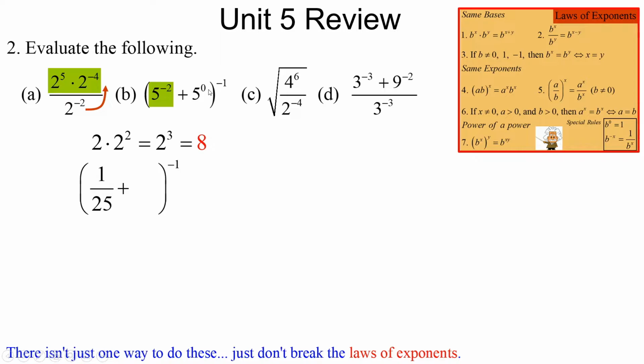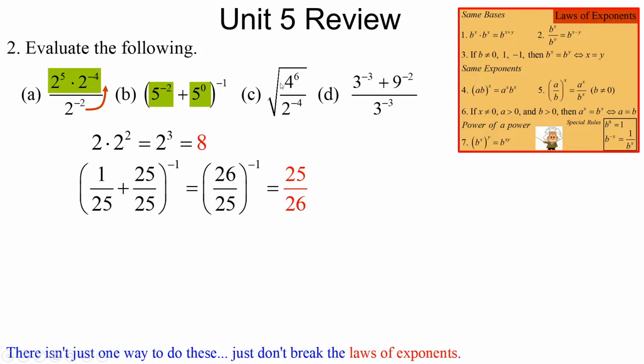And then 5 to the 0, well, anything to the 0 is 1. And to get a common denominator, can I write that 1 as 25 over 25? And now, hey, two fractions, common denominator, let's add them. So 1 over 25 plus 25 over 25, that'd be 26 over 25, and 26 over 25 to the negative 1 power. Well, to drop that negative, I just need the reciprocal of this fraction, so that's going to equal 25 over 26. And there's part B.